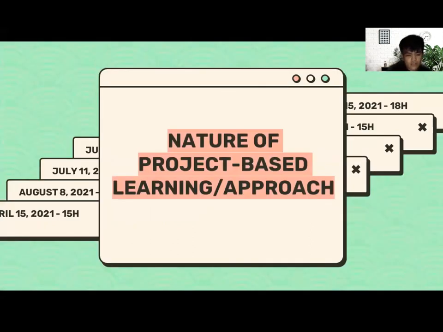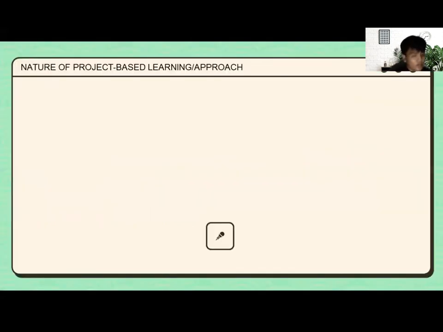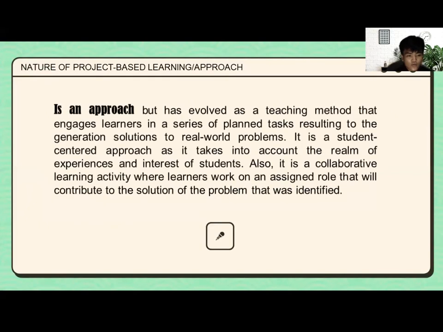Nature of the project-based learning approach. Project-based learning is an approach that has evolved as a teaching method that engages learners in a series of planned tasks resulting in the generation of solutions to real-world problems.